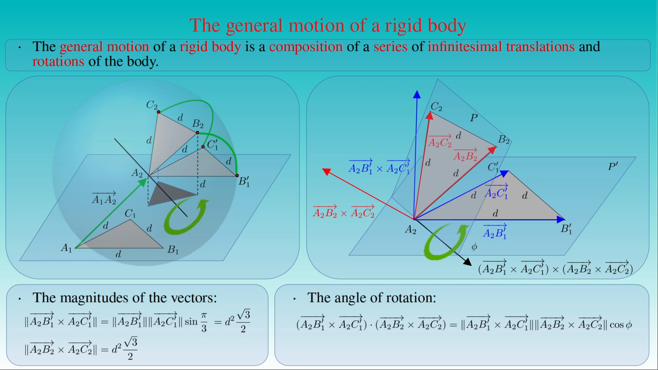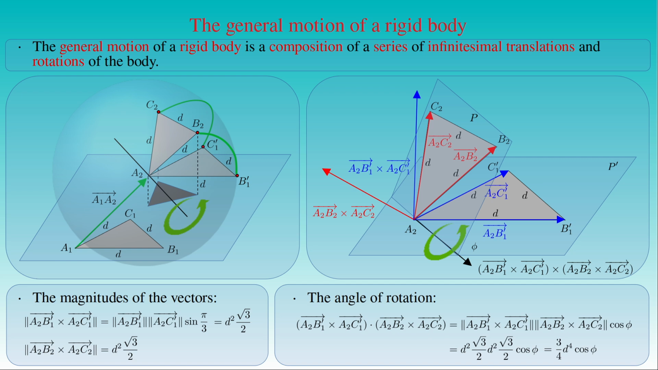By substituting the magnitudes of the two vectors into this equation, we obtain 3 over 4 times d to the 4, times cosine phi. For given triangles the coordinates of the points A2, B'1, C'1, B2 and C2 are known. Then the cross product of the plane's normals can be computed from the coordinates of the points. Similarly, the left-hand side of the scalar product of the plane's normals is determined by these coordinates. Since the length d is fixed for the triangles, we can express the cosine of the rotation angle as a function of the coordinates.